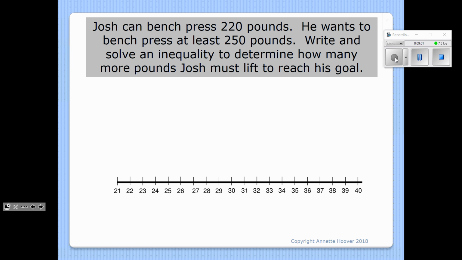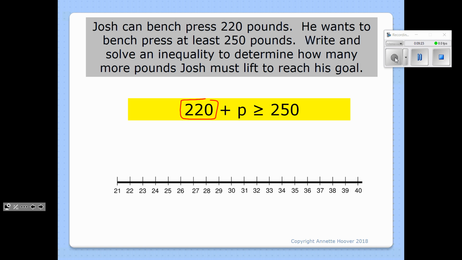Josh can bench press 220 pounds. He wants to bench press at least 250 pounds. Write and solve an inequality to determine how many more pounds Josh must lift to reach his goal. Well, let's think about it. He's at 220. He wants to get to 250. So when we write the equation, here's what he has right now. He's going to add a certain amount, and he wants that to be at least.